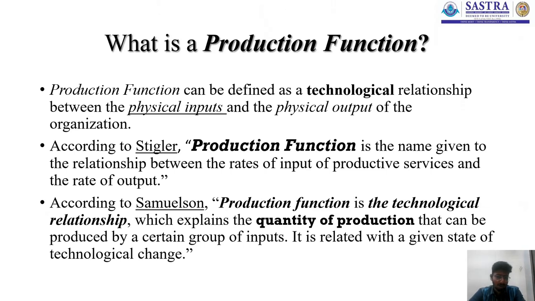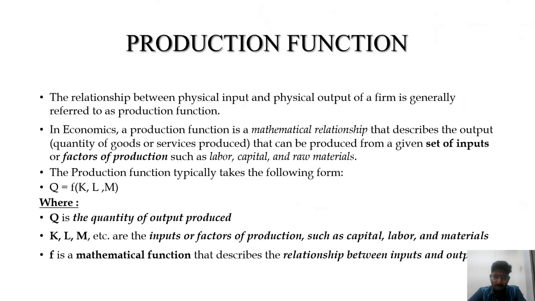According to Samuelson, production function is a technological relationship which explains the quantity of production that can be produced by a certain group of inputs. It is related to the given state of technological change. So basically, the relationship between the physical input and physical output of a firm is generally referred to as production function. In economics, production function is a mathematical relationship that describes the output. Output is the quantity of goods or services that can be produced from a given set of inputs or factors of production such as labor, capital, and raw materials, as I already mentioned at the beginning of the slide.